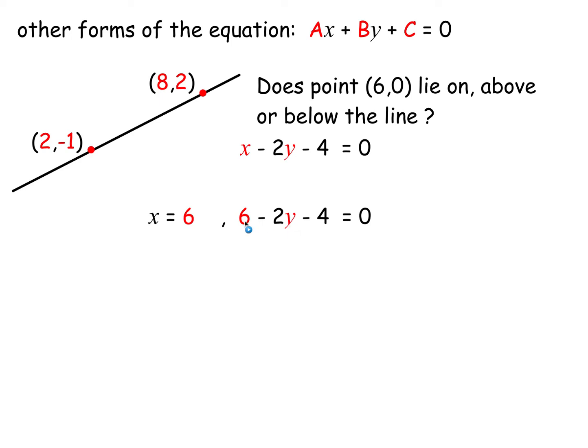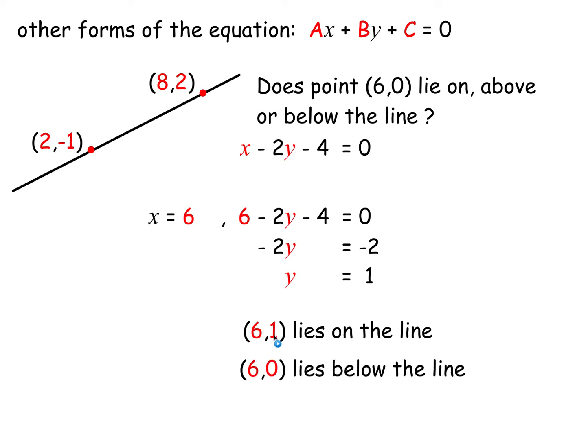So I'm going to take that 6, subtract 4 is 2. So the left hand side's got 2 on it. I'm going to take 2 away from the left and 2 away from the right. That way I've got negative 2y equals negative 2. So y is negative 2 divided by negative 2, which is positive 1. So if x is 6, y should be 1 if the point is on the line. So (6, 1) is on the line. Well, (6, 0) isn't. Now the y coordinate here is 0. That's less than 1. So (6, 0) is below the line.